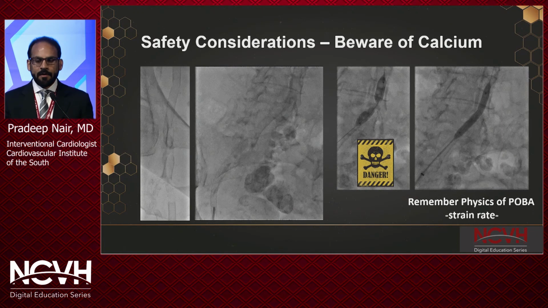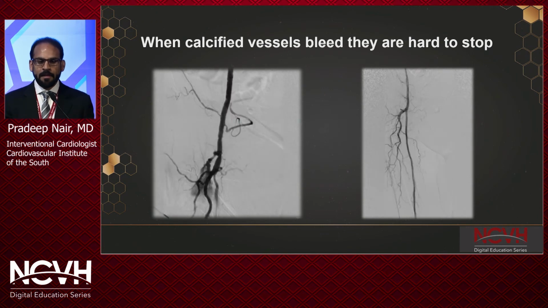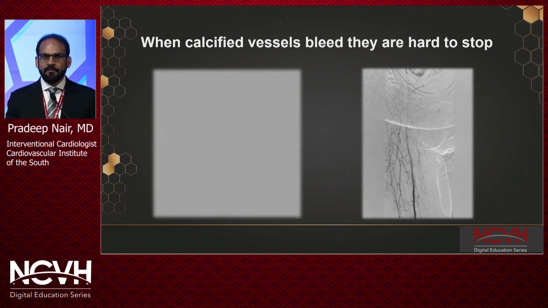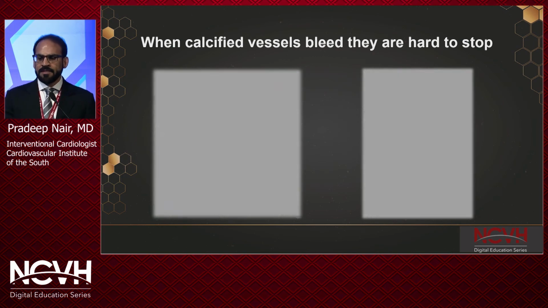Calcium is very, very dangerous in these situations. You want to use the physics of POBA when dilating these lesions: low, slow inflations, longer inflations to dilate the lesions. Sometimes calcium can be unforgiving and lead to bleeding complications that are very hard to stop. In this case, it was an access site bleed that required covered stenting to treat.